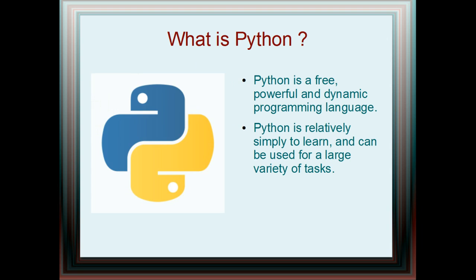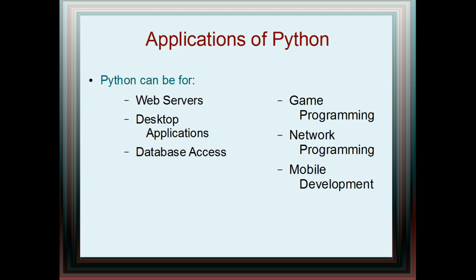Before getting started with Python programming, let's look at some of the core features of Python as a programming language. Python is a powerful and dynamic programming language that can be used for a large variety of tasks on nearly any system. Python is also completely free and open source, so useful modifications can be made to extend its functionality. Practically, Python can be used for web server development, for desktop applications, and for programming with a wide variety of database systems. There are also modules that are available for Python that extend its functionality specifically for network programming, game programming, and mobile development.